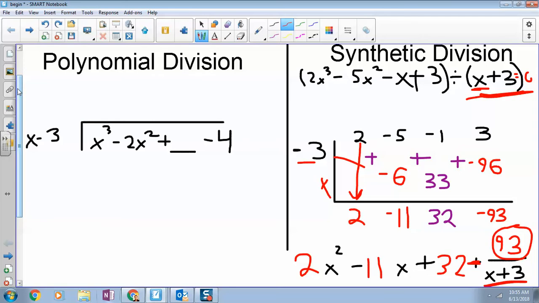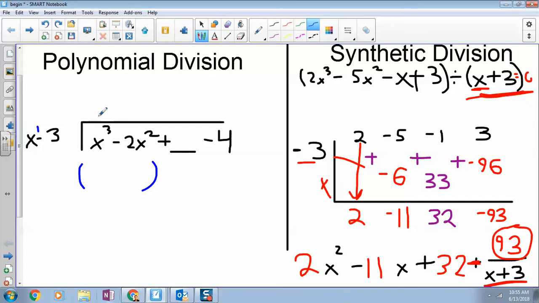Alright, so now what we're going to do is go over polynomial division. Alright, so for polynomial division, it's exactly like division when you were in 4th or 5th grade. So your first step, let's put a 1 here. We need to figure out what times x to the first times what is x to the third. Alright, always use parentheses.